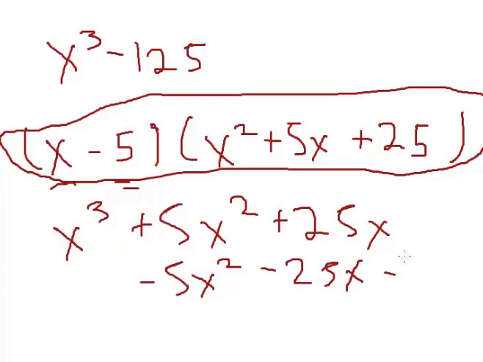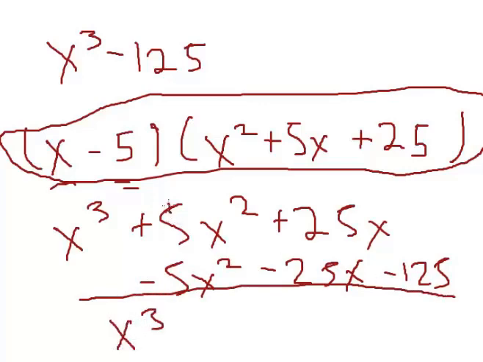Sorry, one second here. All right, there we go. And again, the x cubed comes out. These cancel, and you have negative 125 left, which is the same thing we had up here, so it means you got the answer correct.